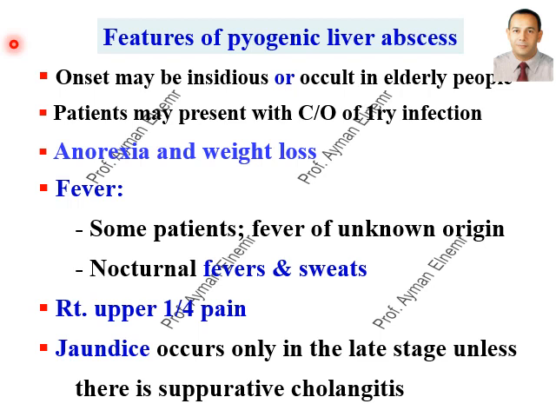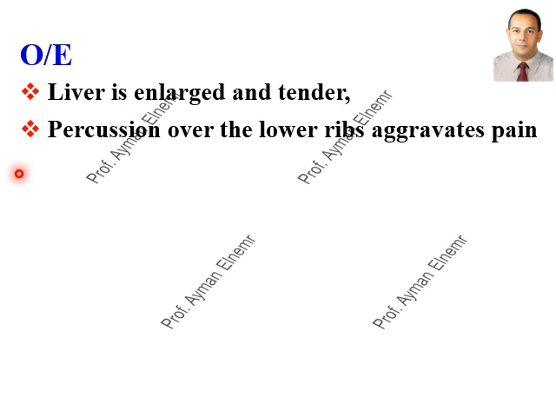Usually there is right upper abdominal quadrant pain. Jaundice occurs only in late stage unless there is suppurative cholangitis. On examination, the liver is enlarged and tender. Percussion over the lower ribs aggravates the pain.